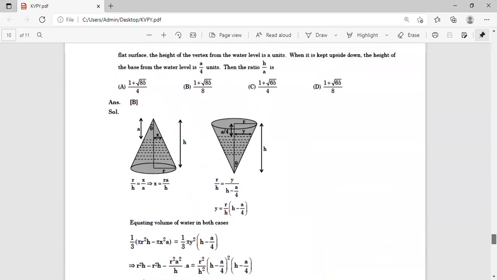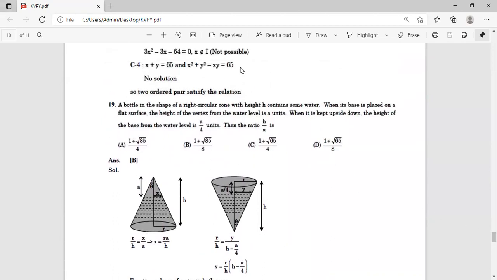Okay, next one. So this is also a question, a bottle in the shape of right angle. So let us finish this. I'll just extend the class by 5 minutes.